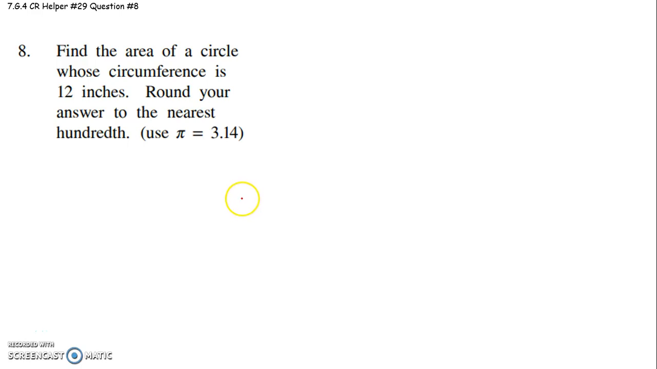7th graders, this is to help you with question 8 on CR 29. It says, find the area of a circle whose circumference is 12 inches. Round your answer to the nearest hundredth.